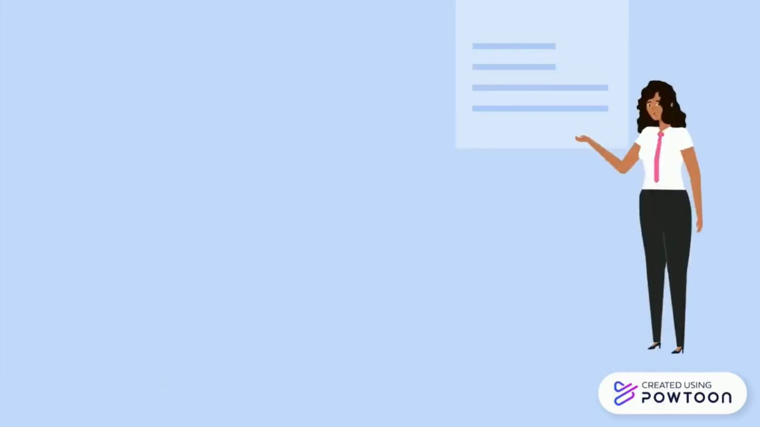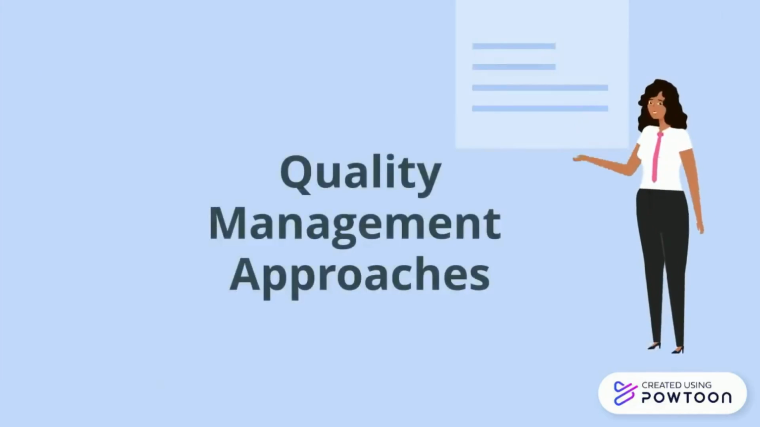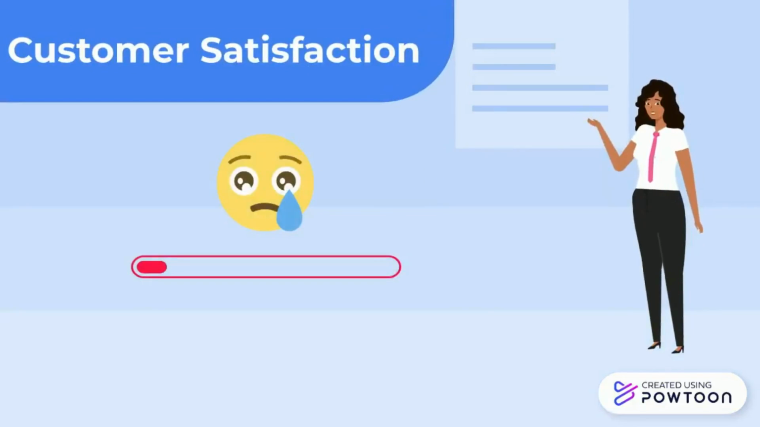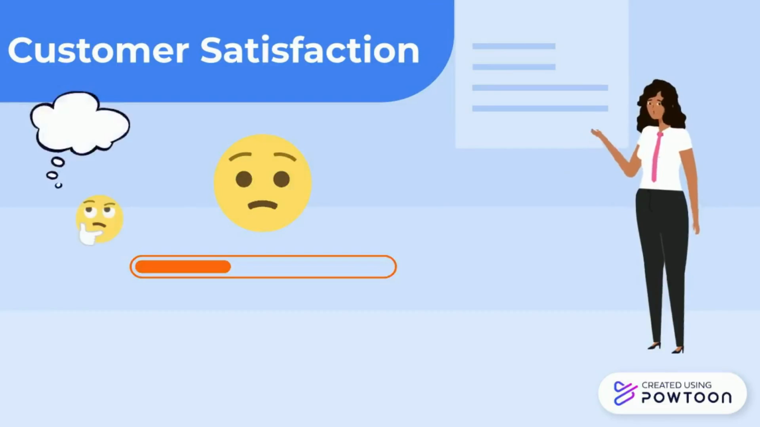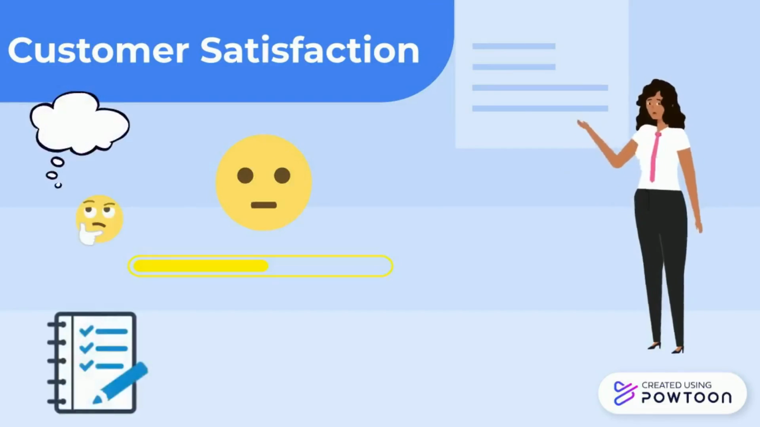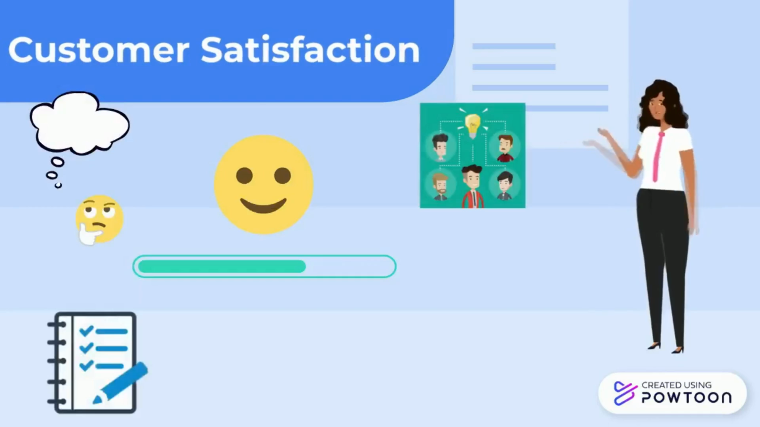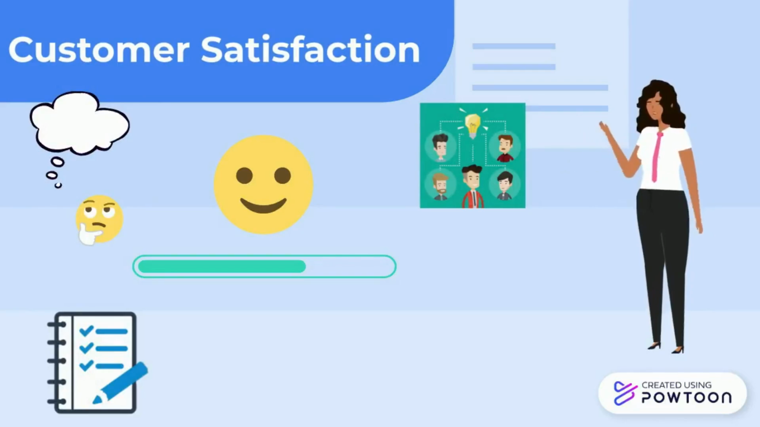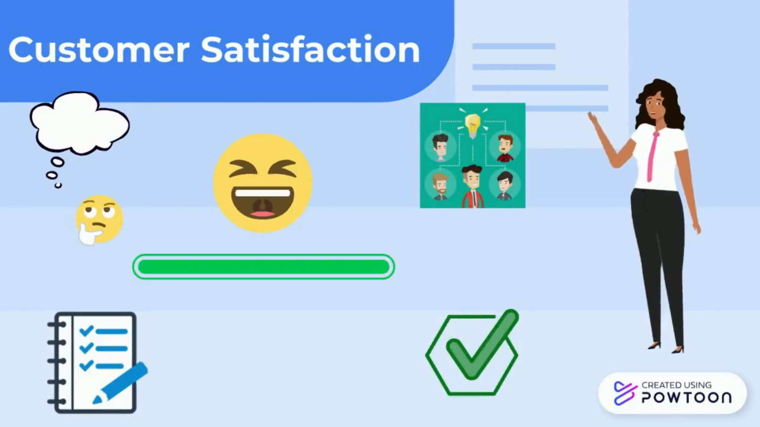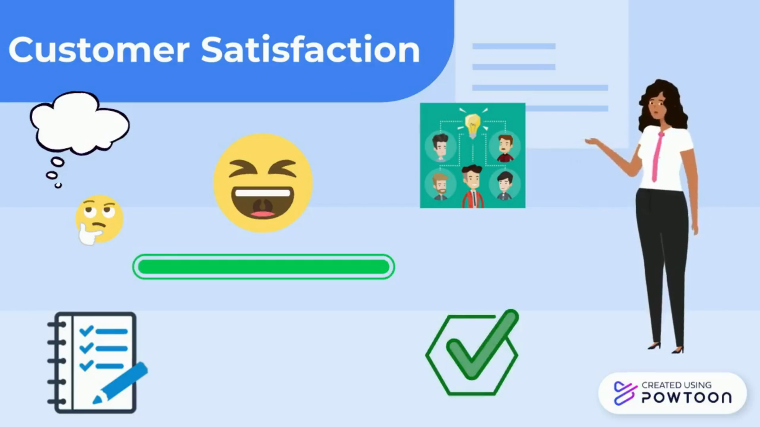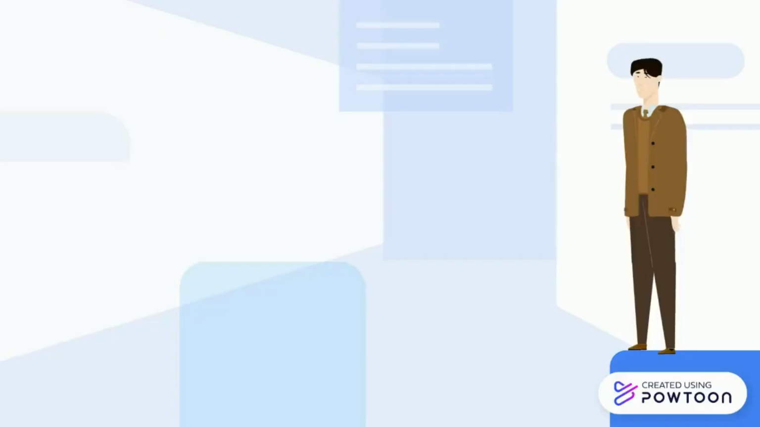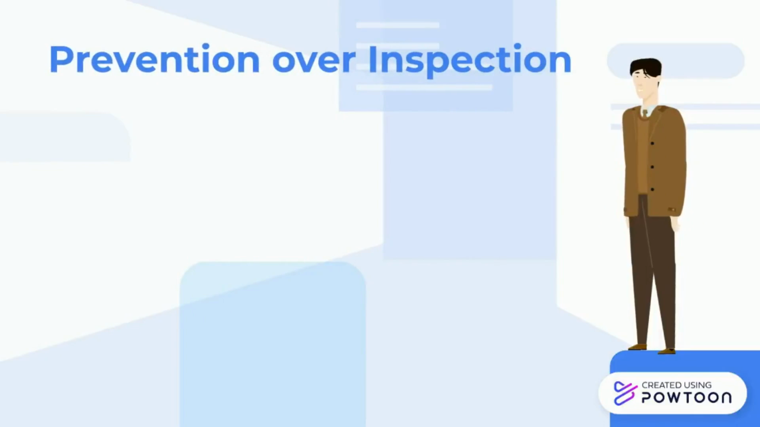Now let's talk about some of the modern quality management approaches. The first is customer satisfaction. To achieve customer satisfaction, it is important to understand, evaluate, define, and manage the requirements of the customer. The project must meet all the requirements of the customer or stakeholder to ensure its success. Frequent meetings with stakeholders are essential to get feedback on the progress of the project to ensure it's meeting all its requirements.